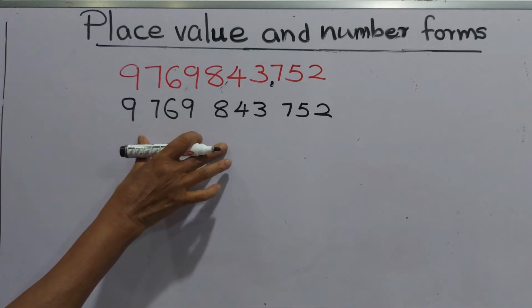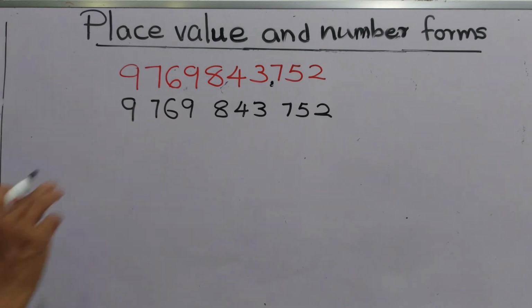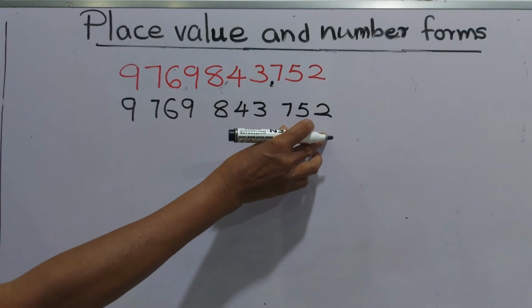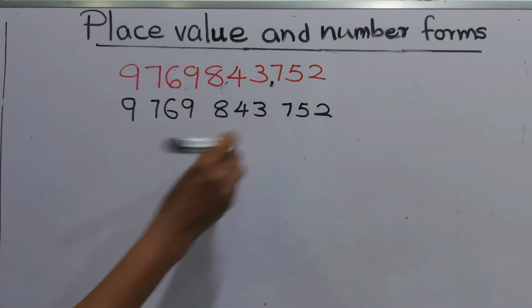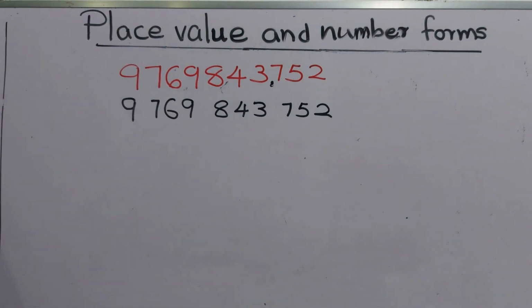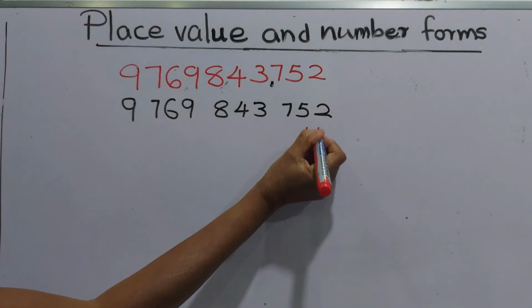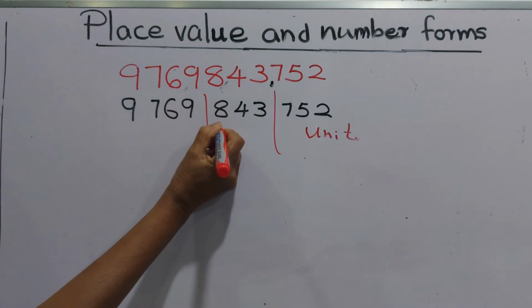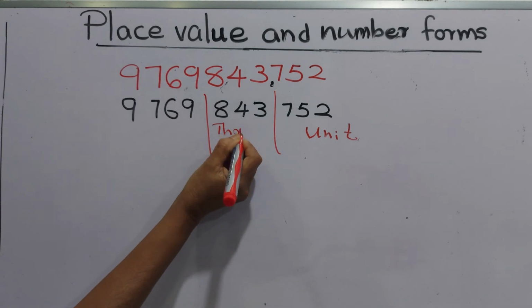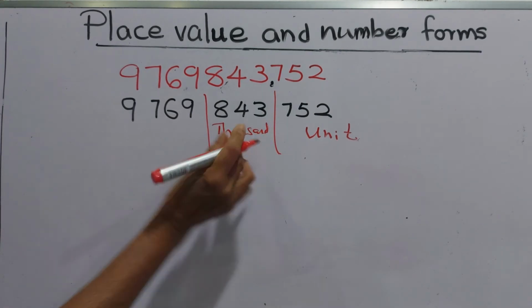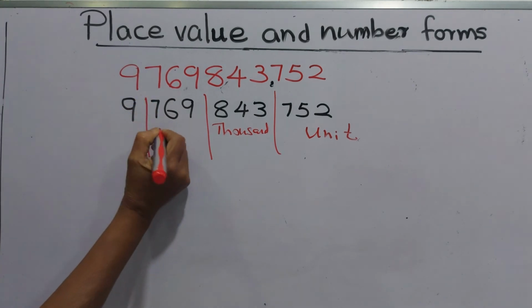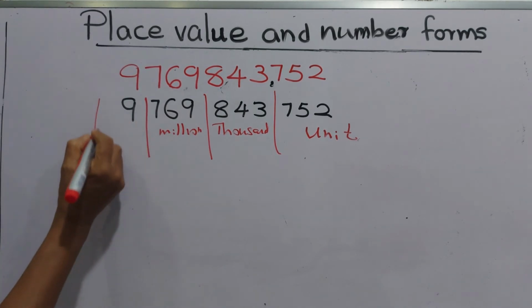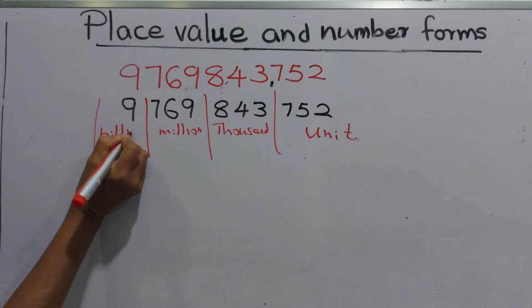Now, next step, we put this number into zones or periods. The first period or the first set is in units period. In an earlier lesson we learned it. This set, first set is in unit zone or unit period. This set is in, can you remember, we learned it earlier, thousands zone or thousands period. Next, this set is in millions zone or millions period. Now this is in billions zone or billion period.